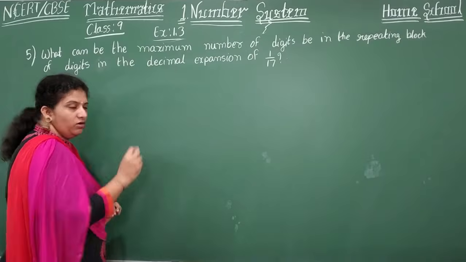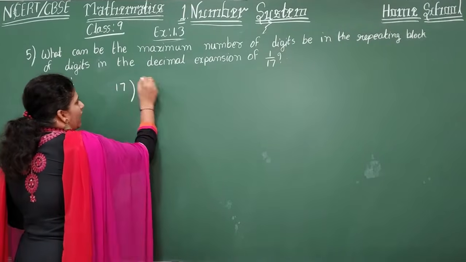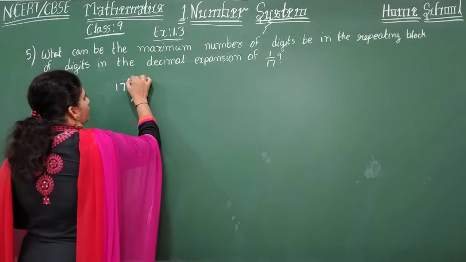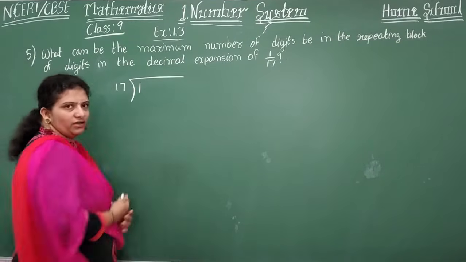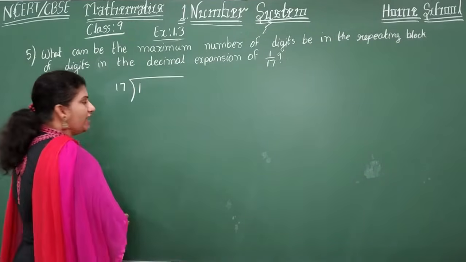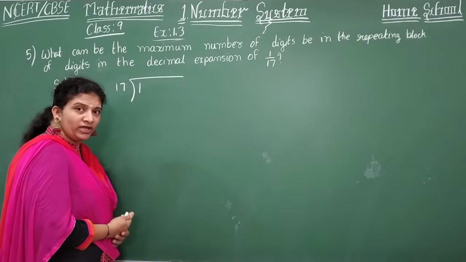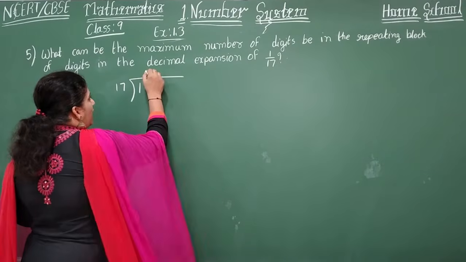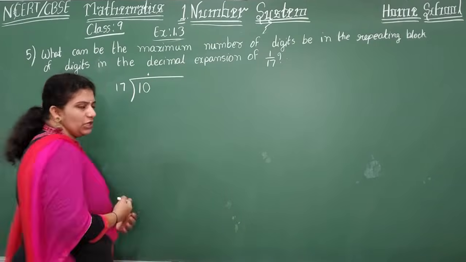Okay, so 17, and I am going to take here 1. The question you can write here also, no problem. Now 17 table 1. Where do you get 1 in the 17 table? We can't. So for that purpose, I am going to put a decimal point here and write 0.